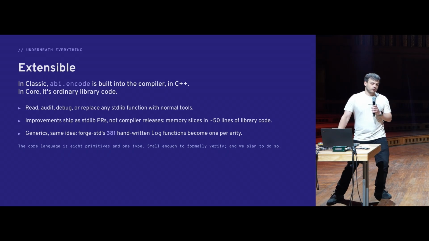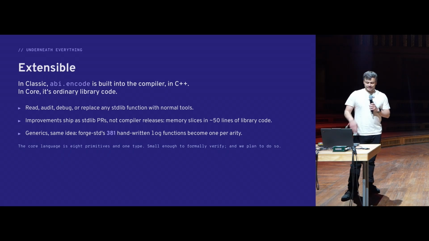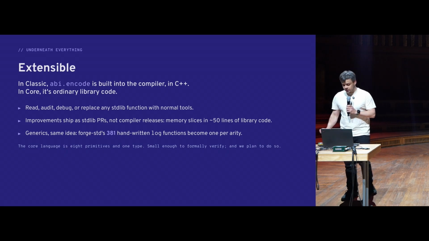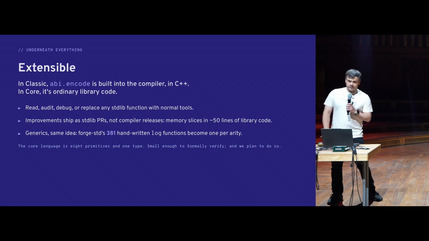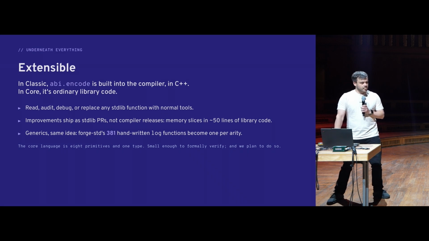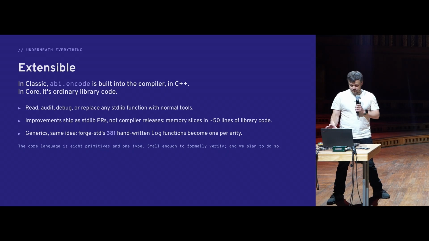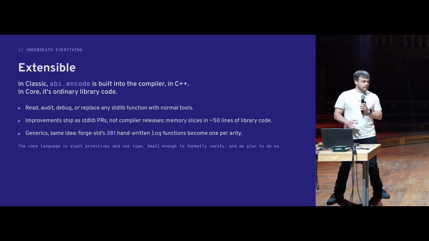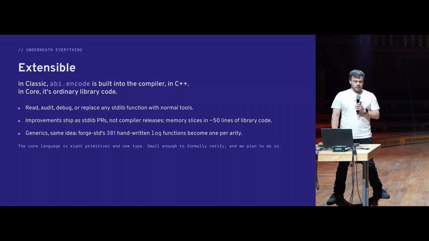Yeah, I will not go too much into detail with the inner workings. I have a talk on Wednesday at DAppCon you can check out if you want to know more, but since I promised to also talk a little bit about Argo, I'm keeping it very high level here. But the core language is basically 8 primitives and 1 type. And one of the things we wanted to do is make sure that the language is small enough that it can be formally verified. And we plan to do that.